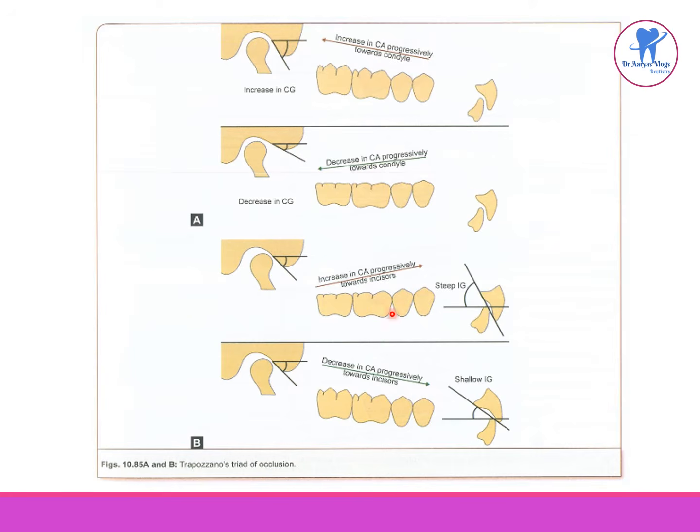And here is the increase in cusp angulation progressively towards the incisors. Here is the steep incisal cadence. And this is the decrease in the cusp angulation progressively towards the incisors. Here is the shallow incisal cadence. So this is the Trapezius triad of occlusion.